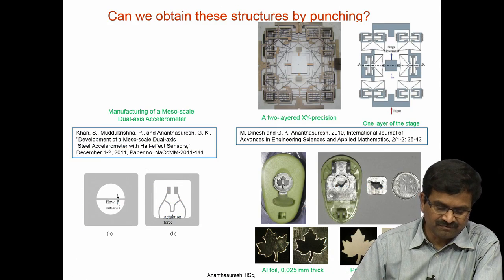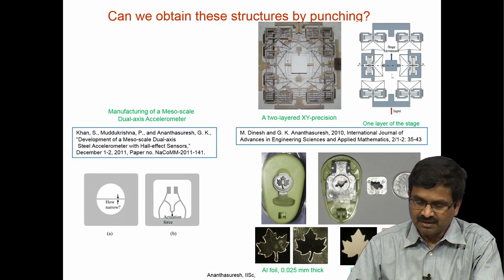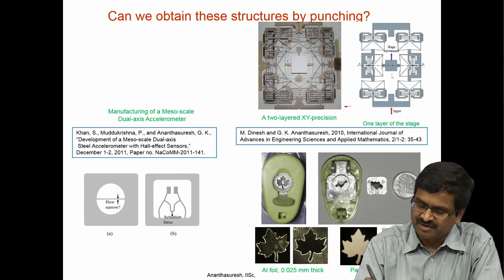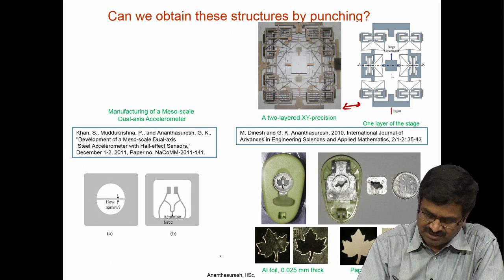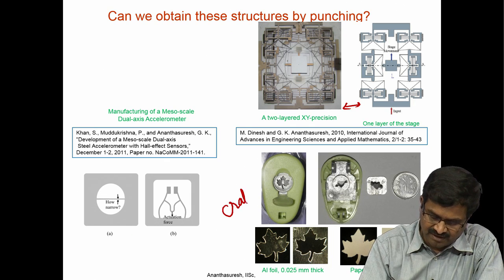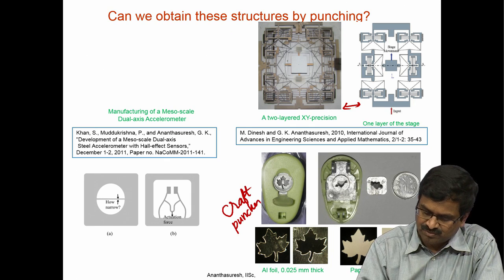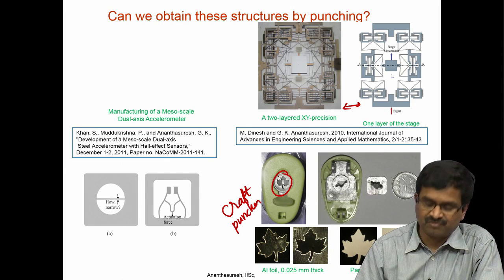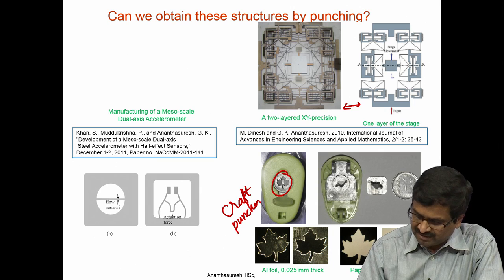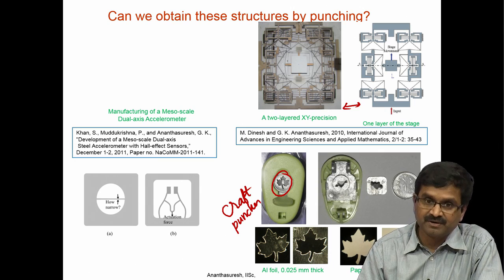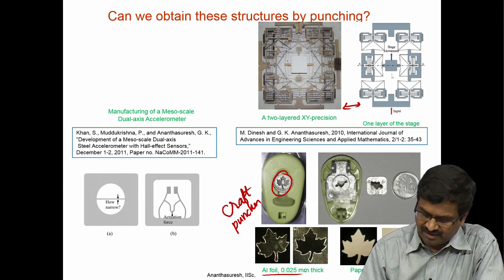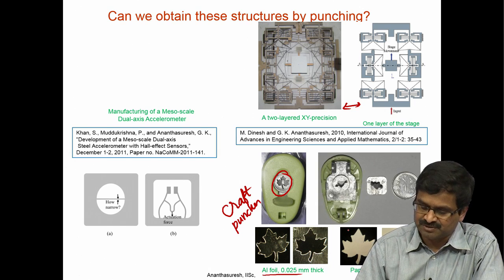For that you need to have this wire-EDM. This will be very expensive, very slow, but then you see a lot of craft punches that are there now that we can buy in the market. So, here is one that has the maple leaf die. You can punch out of metal. We have done this in paper, that is 150 micron thick paper, and then there is aluminum foil. You can cut these various shapes.